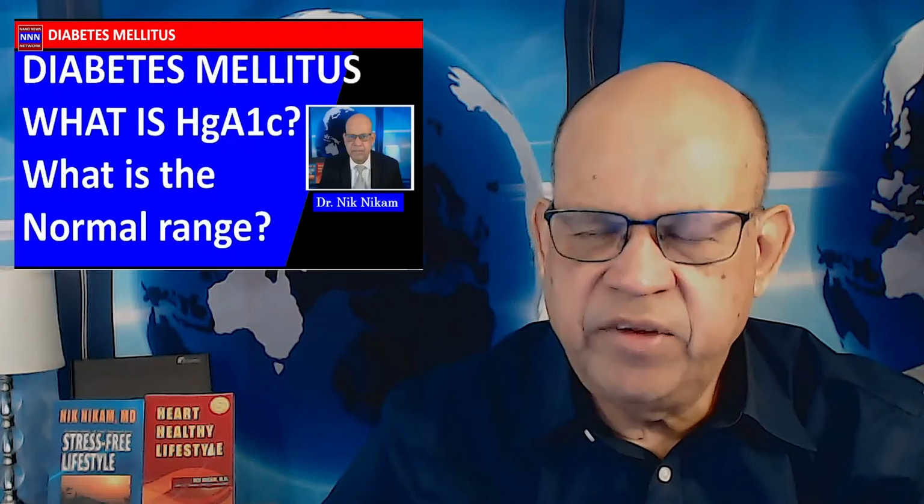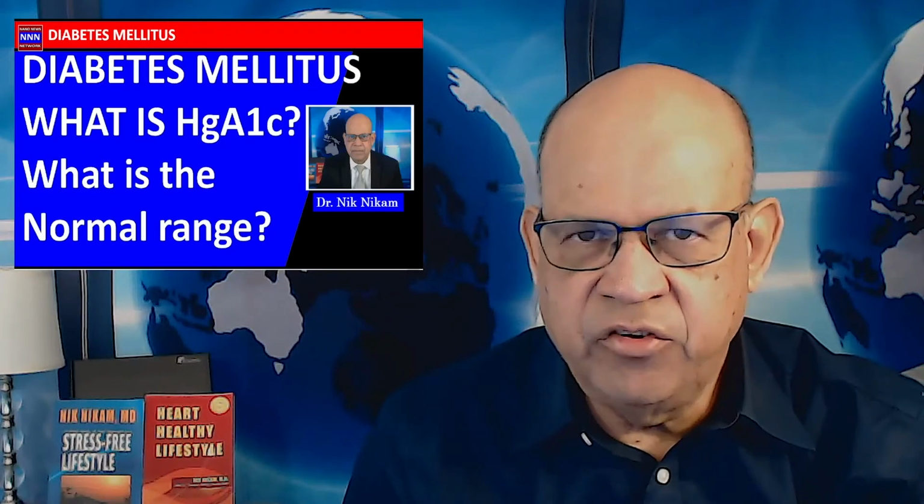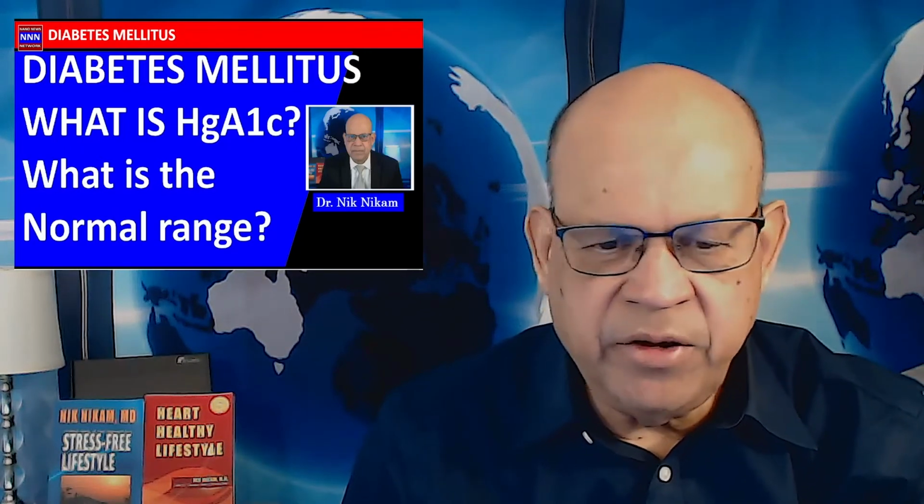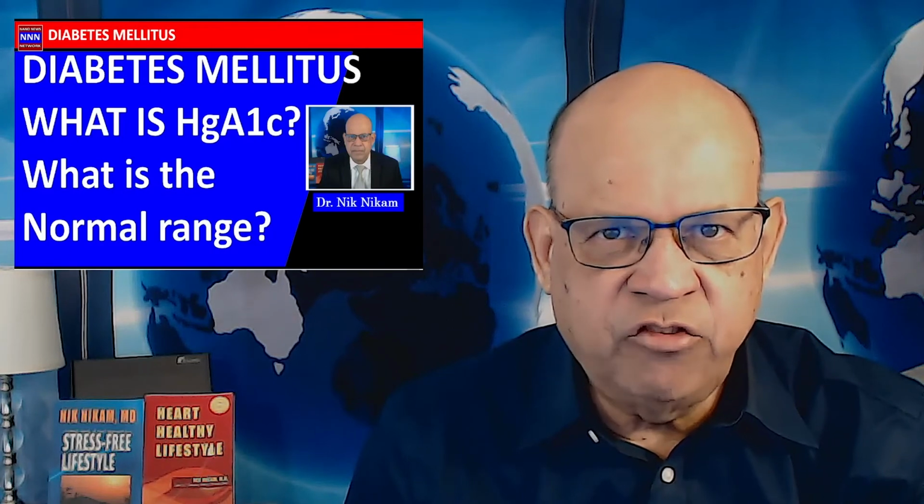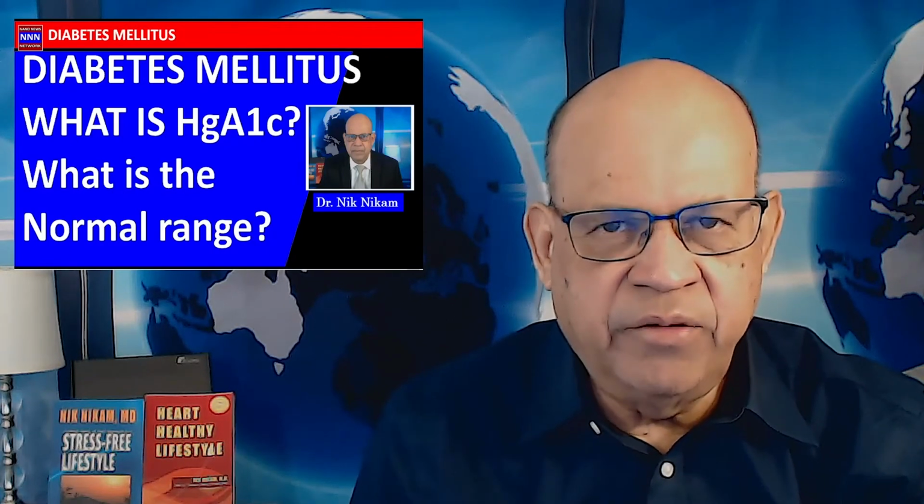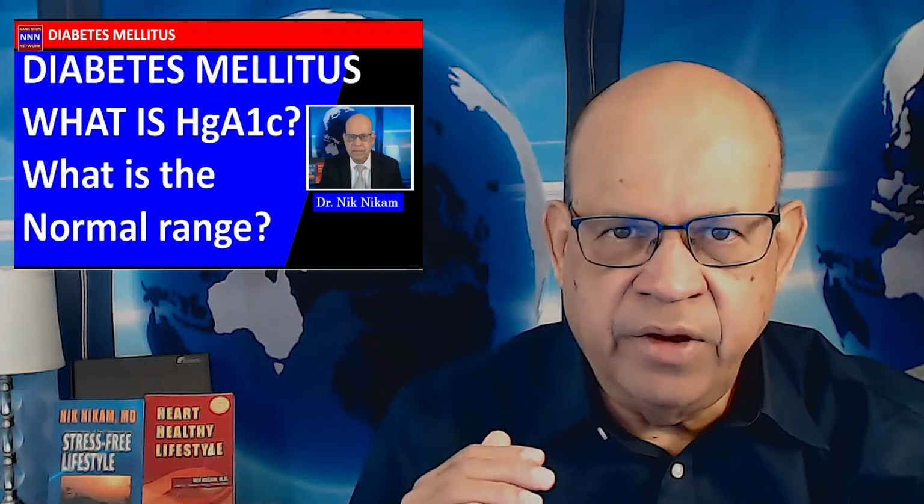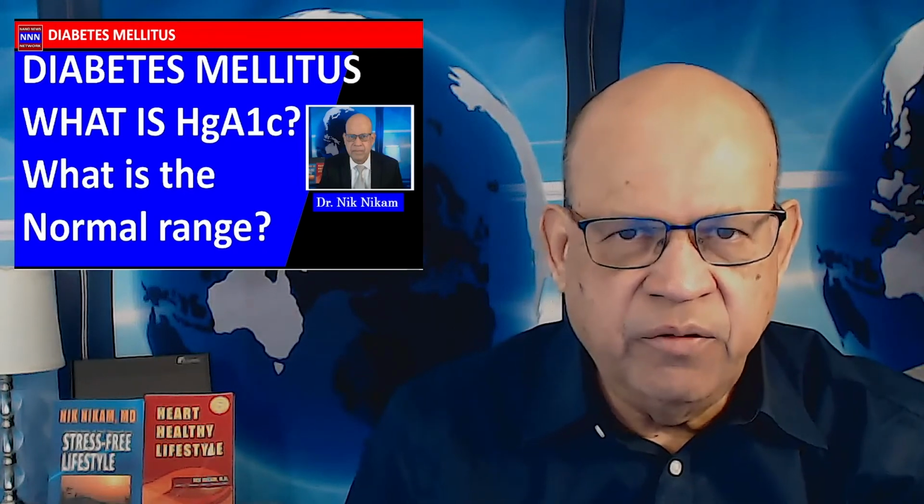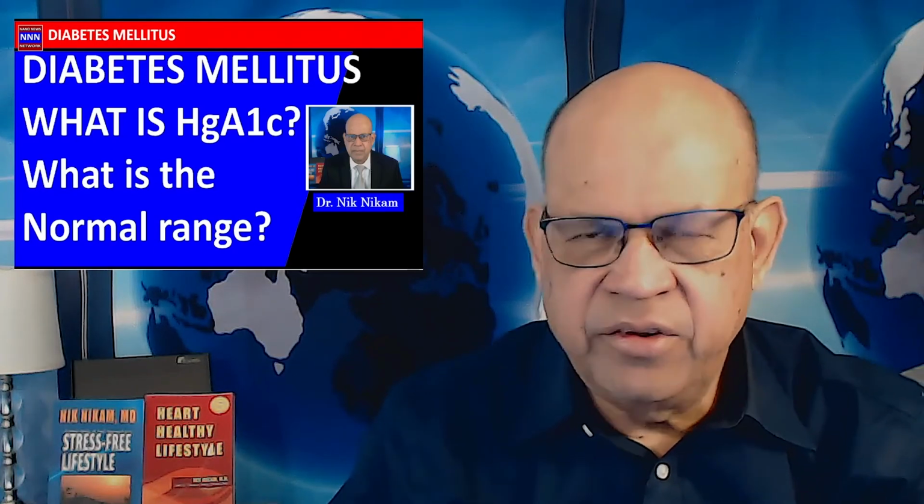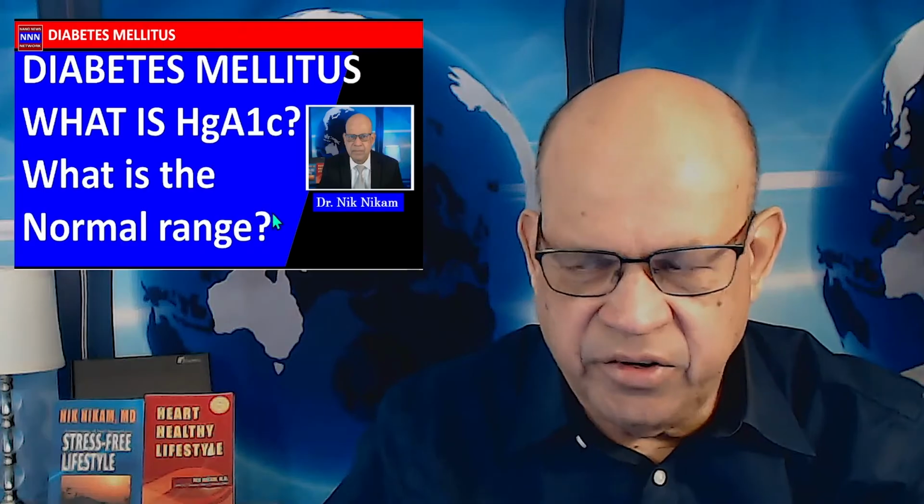The focus of this presentation is diabetes and how do we diagnose diabetes. We're going to be talking about hemoglobin A1c. What is hemoglobin A1c? What does it represent? And how do we diagnose diabetes? What is the normal range? What is the abnormal range? So let us begin with the feature presentation.